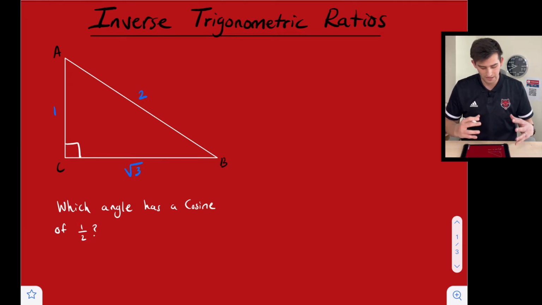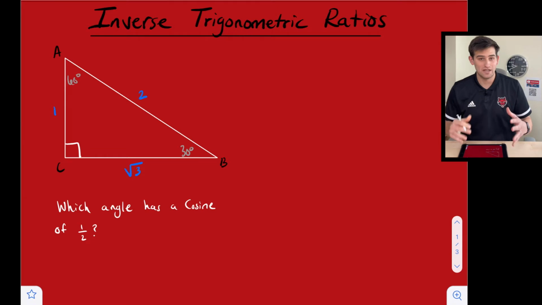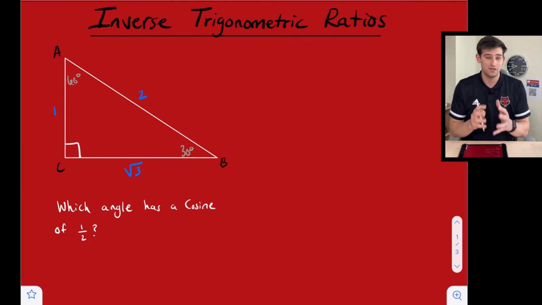So let's start looking at this right triangle. Hopefully you notice that this is a special right triangle. Because our side lengths are 1 and root 3 and our hypotenuse is 2, hopefully we recognize that this is a 30, 60, 90 right triangle. If we want to review that, I've done a video on 30, 60, 90s, and that's in the cards right now. So our question down here says, which angle has a cosine of 1/2?